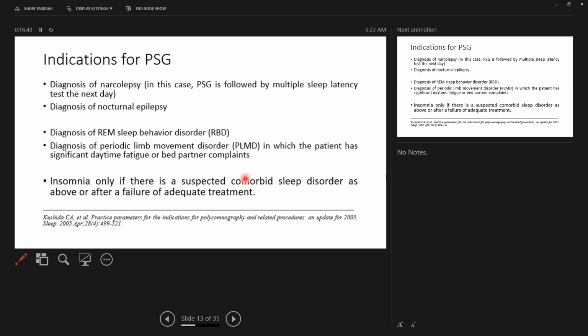One thing I have kept in larger fonts is insomnia. Generally, PSG is not a very good diagnostic procedure for insomnia. It is used only if there is a suspected comorbid disorder like all these. But generally, for insomnia, PSG is not a diagnostic test.